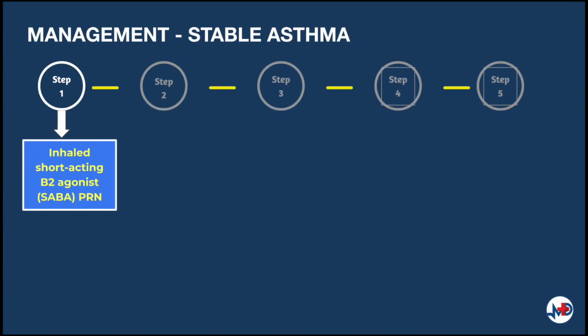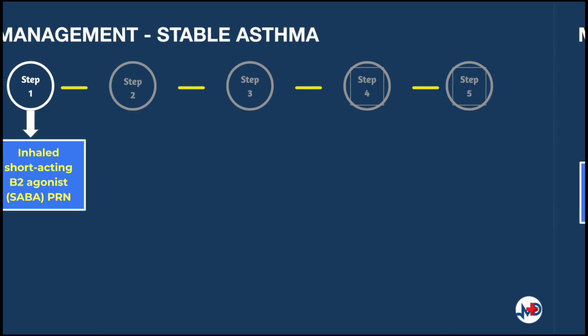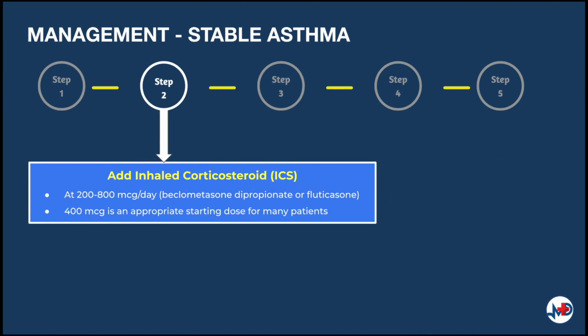Now let's take a look at the stepwise management of stable asthma. The first step would be with inhaled short-acting beta-2 agonists when necessary. And if this is still poorly controlled, you may then add on inhaled corticosteroids at 200 to 800 micrograms a day. 400 micrograms is an appropriate starting dose for many patients.